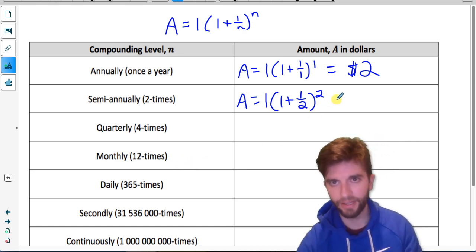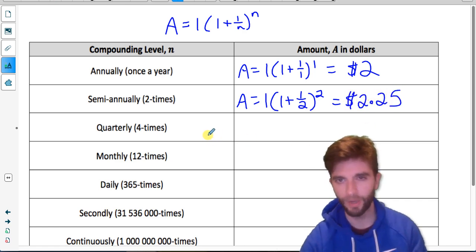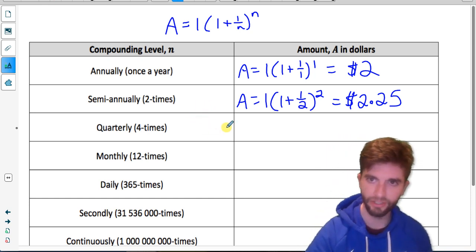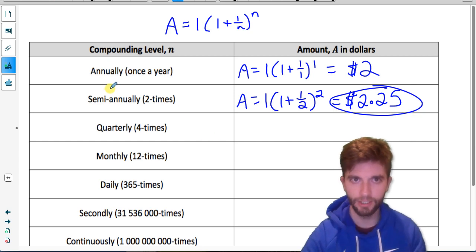If I evaluate this, I actually get $2.25. Why is it more? It sounds like it should be the same, 100% once or 50% twice. Why is this one more? Why is it beneficial to have a higher compounding level? Why is it beneficial to compound your interest more often?